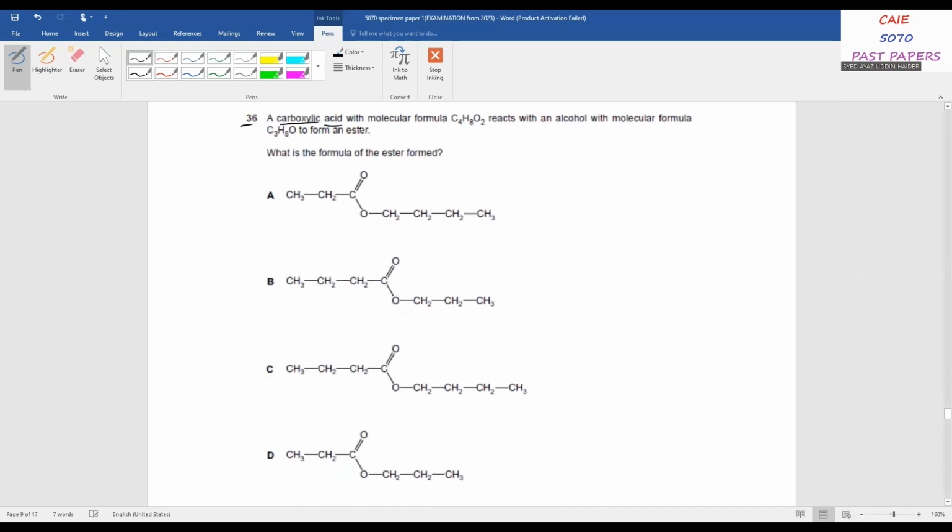A carboxylic acid with molecular formula C4H8O2 reacts with an alcohol with molecular formula C3H8O to form an ester. What is the formula of the ester form? It's very easy. Recall the other name for ester. It's alkyl alkanoate.